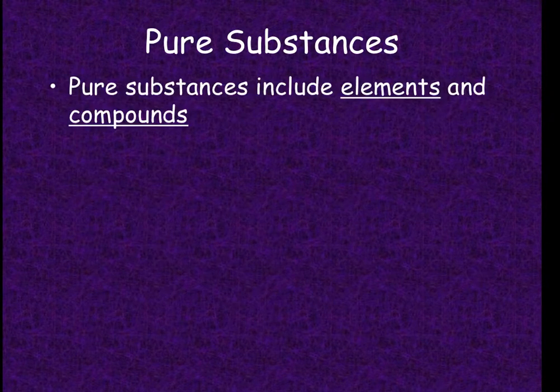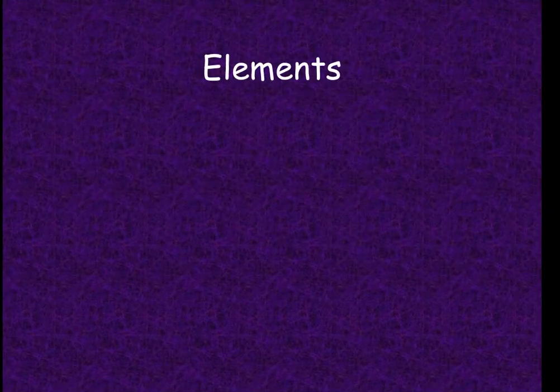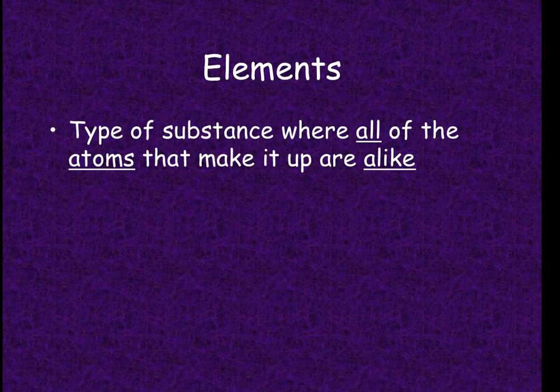Our pure substances include 2 categories that we're going to discuss: the elements and the compounds. And we know that these elements and compounds are made up of atoms. And remember that those are the small particles that make up all the matter that exists within the universe. So let's go through and define exactly, in terms of composition, what an element is. This is a type of substance where all of the atoms that make it up are exactly alike.